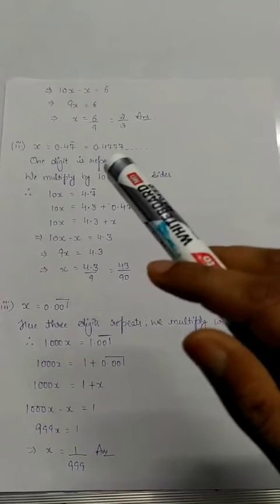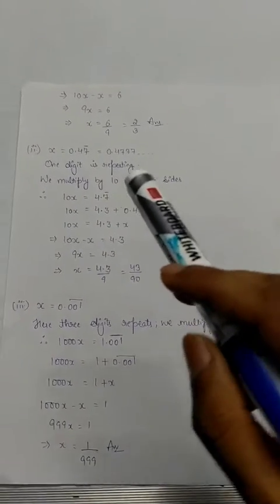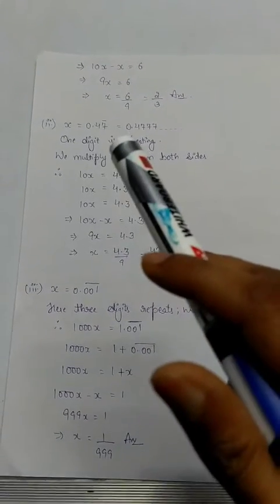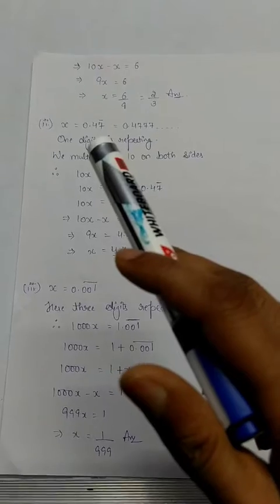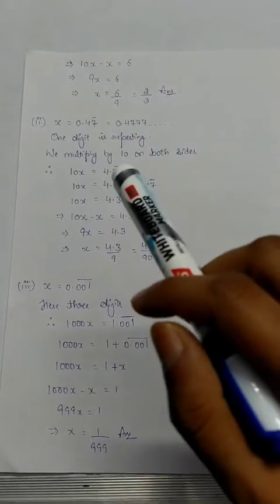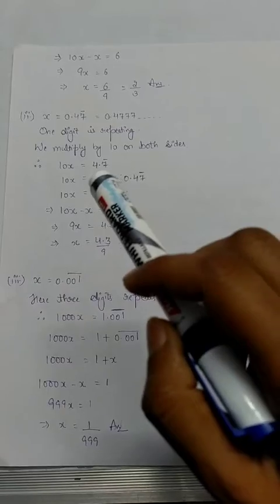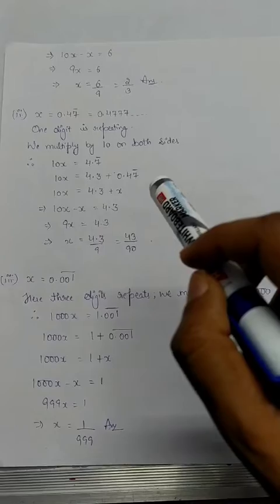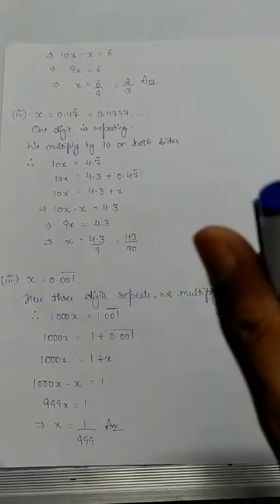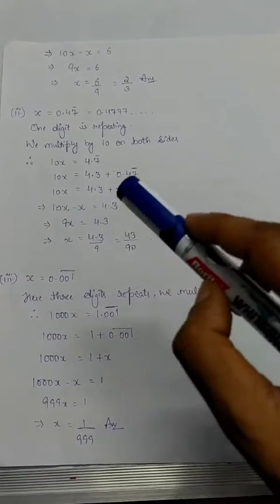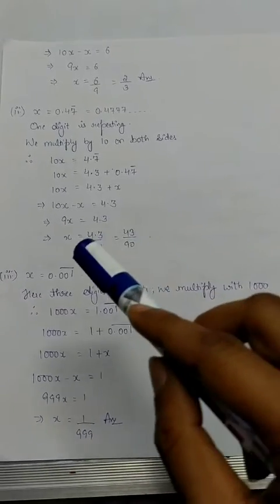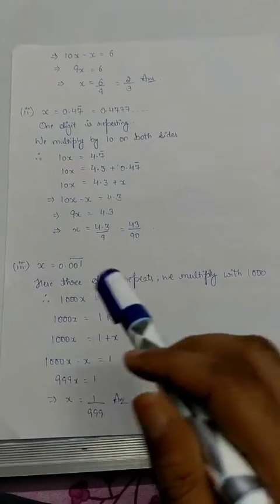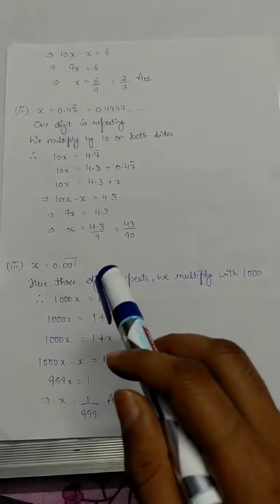Moving to the second sum, here we have 2 places, but the number which is fixed, that is 0.47 bar. So 4 is the number which is not repeating. We have to multiply it by 10 again. We get 4.7 bar. This is equal to 4.3 plus 0.47 bar. This is taken as x. So 10x equal to 4.3 plus x. On solving, we get x equal to 4.3/9, that is equal to 43/90.